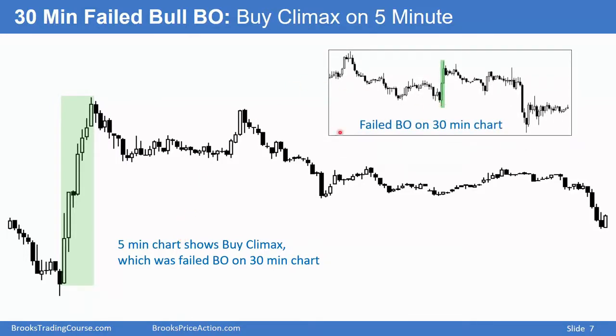Here's that same chart, 30-minute chart. This green box is this green box. All of these bars on the 5-minute chart create just 2 bars on the 30-minute chart, and the market's in a bear trend. This is simply a failed breakout attempt, an attempt to break above the bear channel, and it failed, and it led to a resumption of the bear trend.